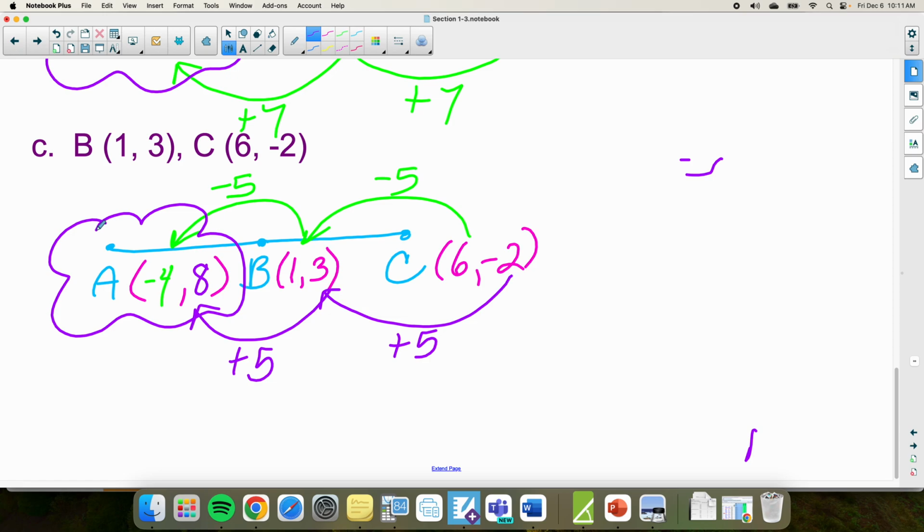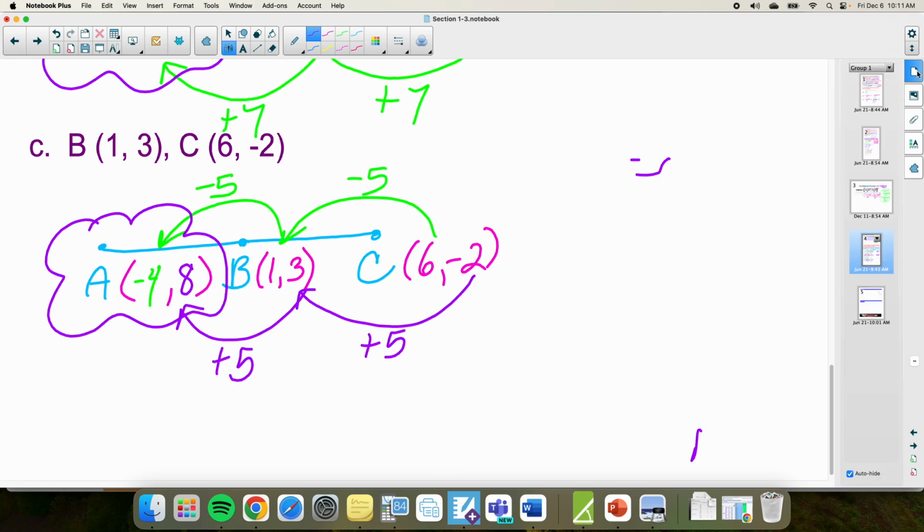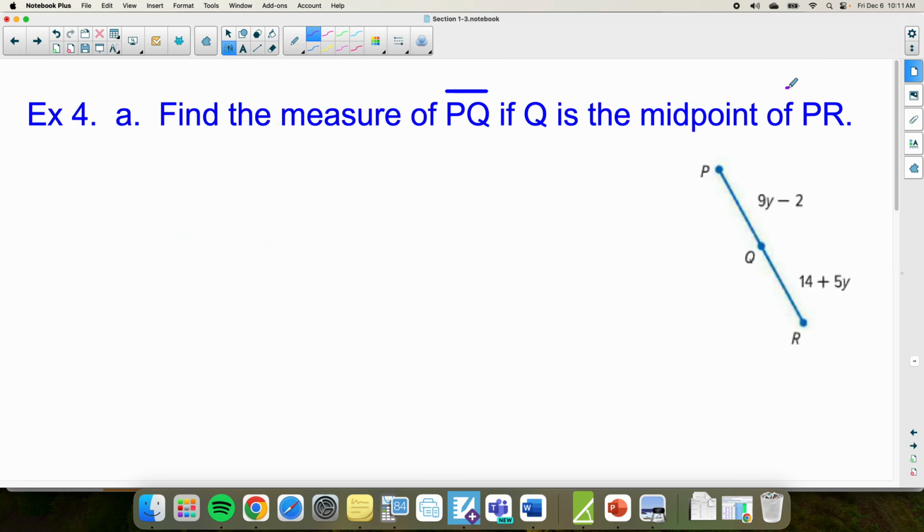Okay? All right, now we have the last page. This one is kind of separate from what we've been doing. But this says, find the measure of PQ if Q is the midpoint of PR.